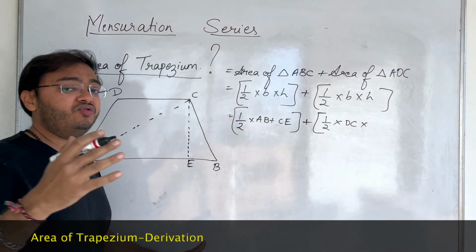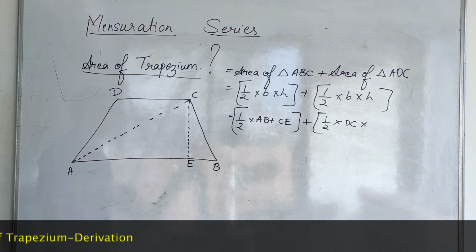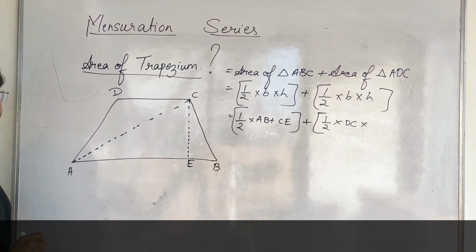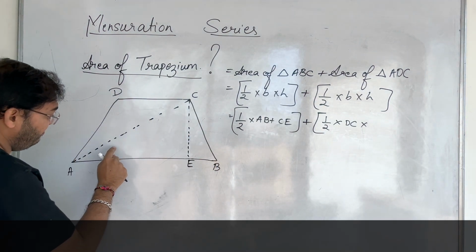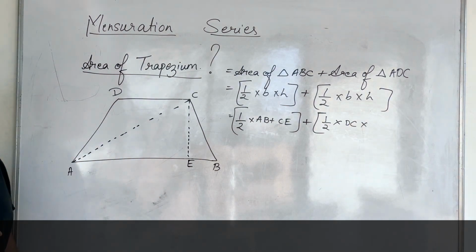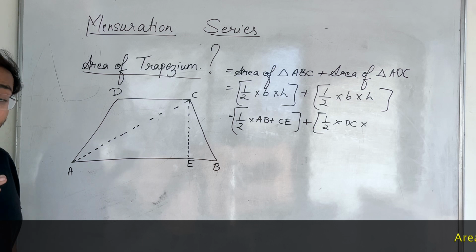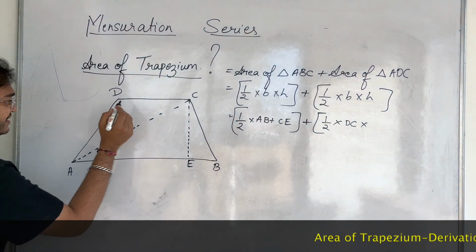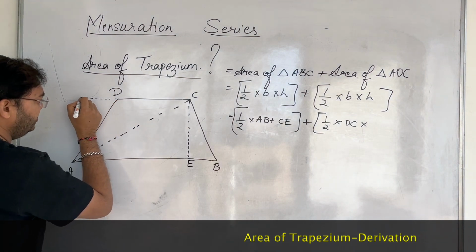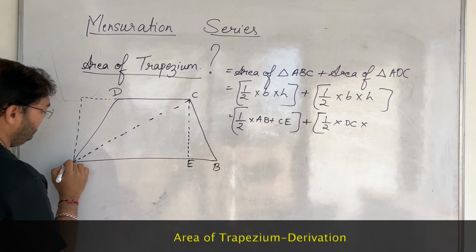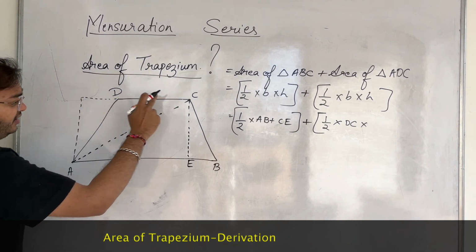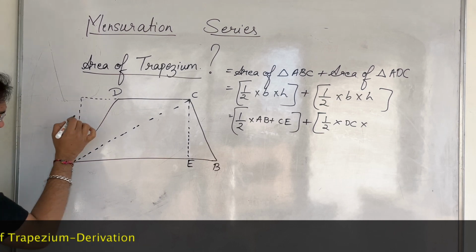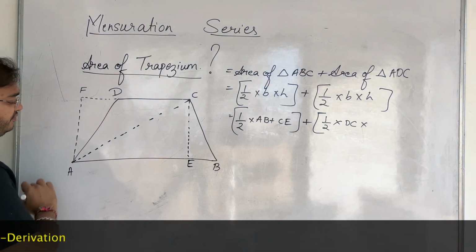But now the question arises, what will be my height? I cannot take CE as my height, because that is a part of triangle ABC. I cannot drop a perpendicular line from here because it will enter the other triangle. Now, what can I take as the height? For that we can just stretch the line CD. If I stretch it over here and drop a perpendicular over here, then this is the whole triangle ABC. If I stretch it over here, it will be like this. Can I name it F?